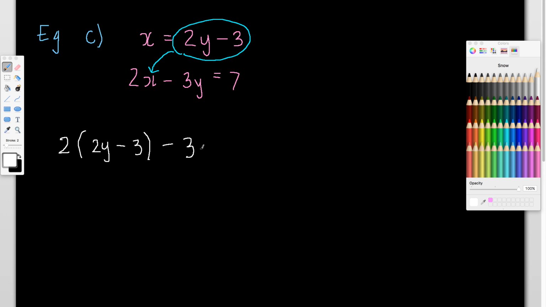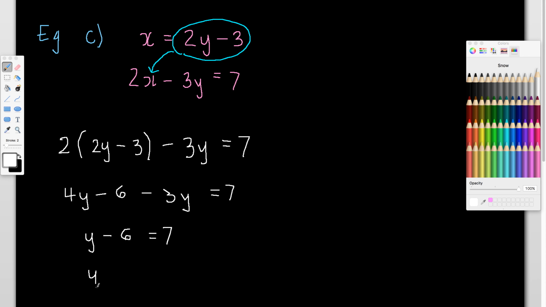We then finish off the rest of the equation. So 2 times x minus 3y equals 7. And from here I can solve, because I've only got one variable, and that variable is y. I'll first expand. And then I'll collect like terms. So 4 minus the 3y is just y. And then I'll add 6 to both sides.